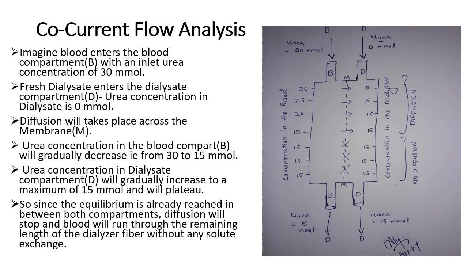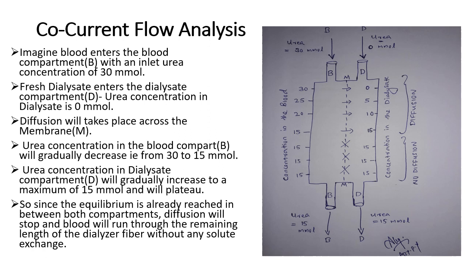Since there is a concentration gradient or difference, diffusion of urea will take place through the membrane, as you all know. Urea concentration in the blood compartment will gradually decrease from 30 millimole to a minimum of 15 millimole. At the same time, due to this diffusive transport, urea concentration in the dialysate compartment will also increase steadily from 0 millimole to 15 millimole. At the midpoint of the fiber length, both compartment concentrations will equilibrate and further diffusion will not take place.